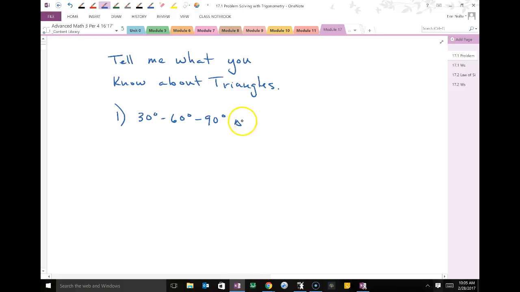And then there's also 45, 45, 90. So those are what are called your special triangles. Right. And they have super special relationships between the sides. We will definitely talk about that. Isosceles, not today. There's isosceles triangles.